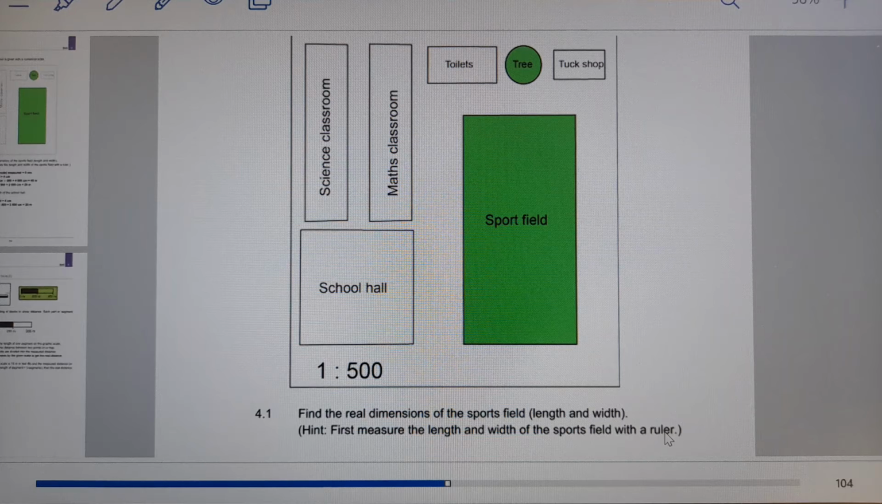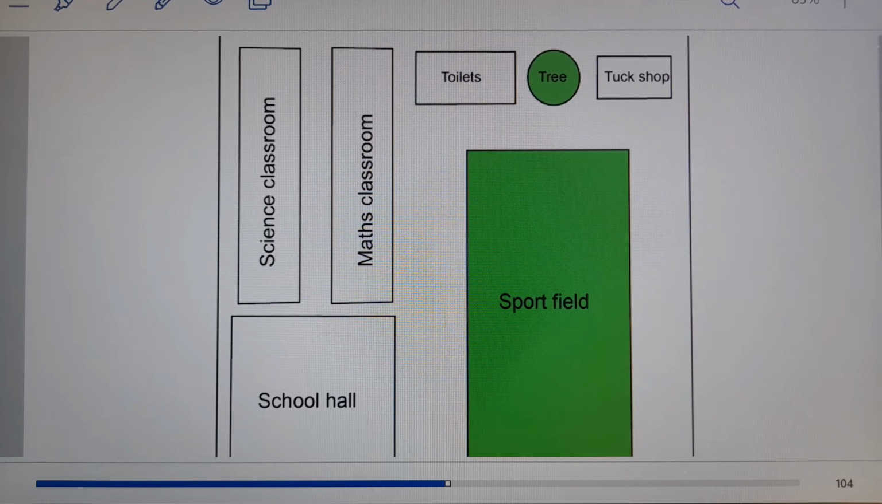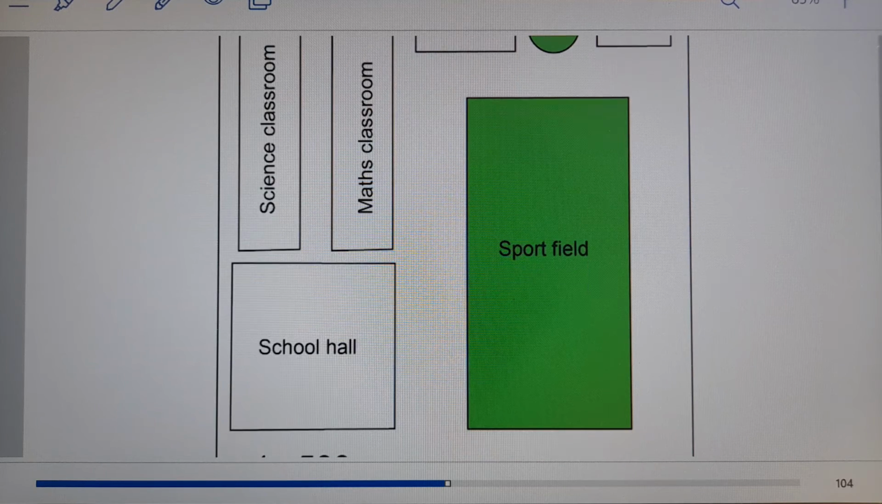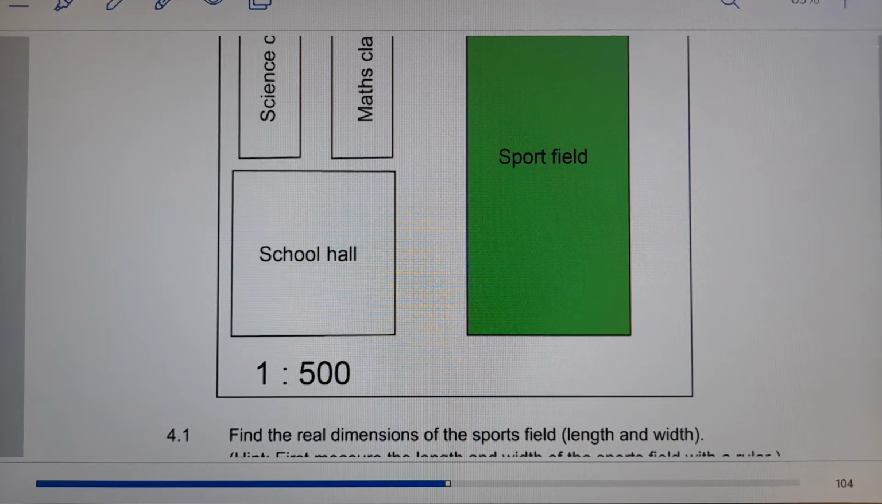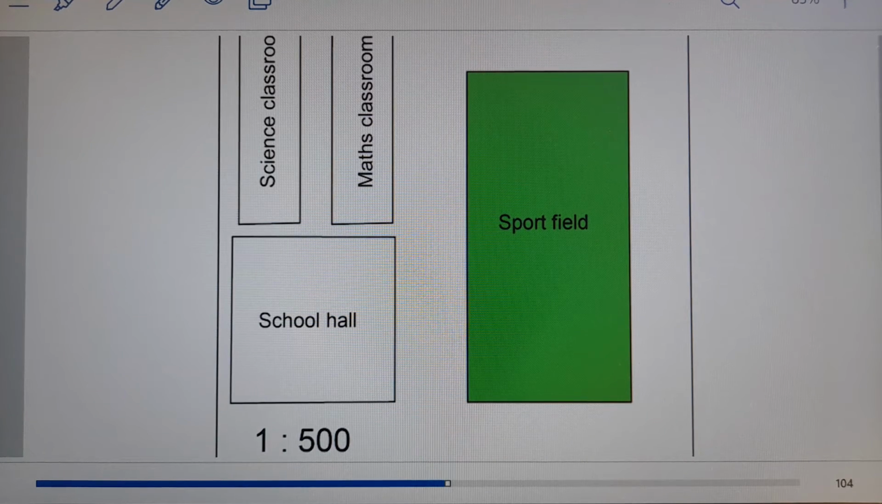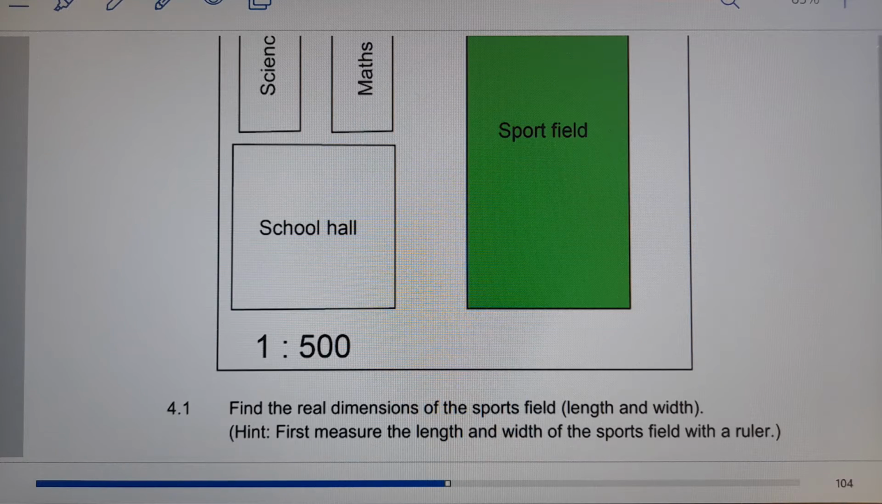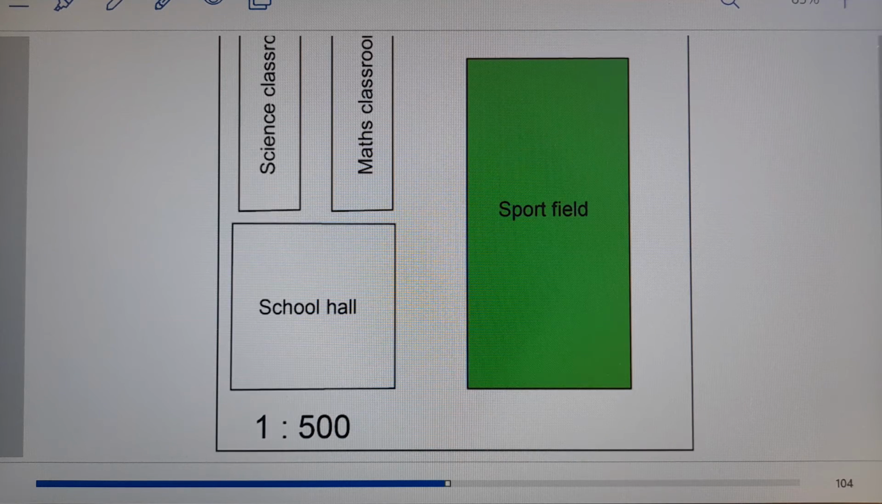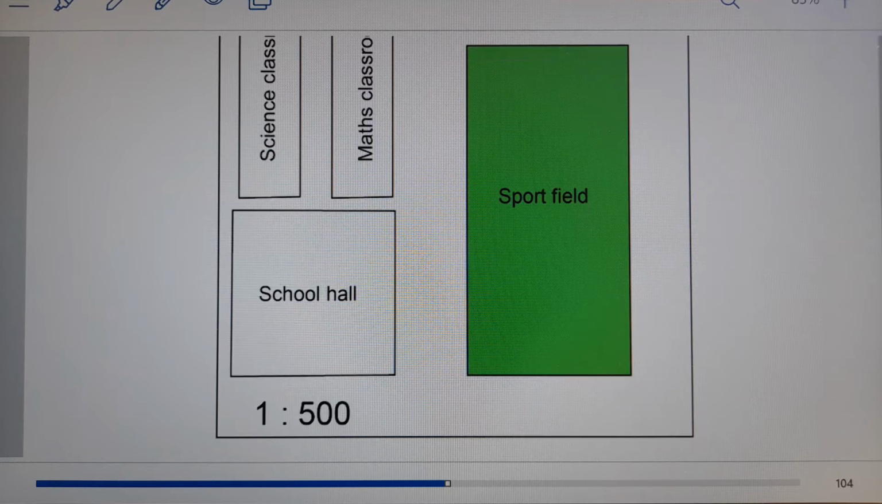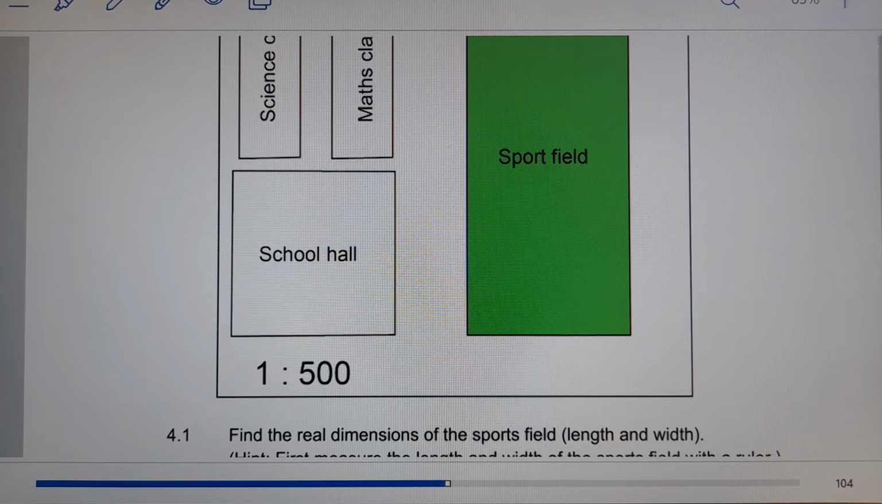Oh my goodness, I don't know if this will do justice, but because I'm zooming in and out, I don't think I can. But for you guys, you can. So we are looking at the sport field length and width. Okay, length would be the horizontal distance and the width, hey, I'm not sure now. Okay, let's take the length to be the longest side and the width to be the shortest side. Yes, let's do that.